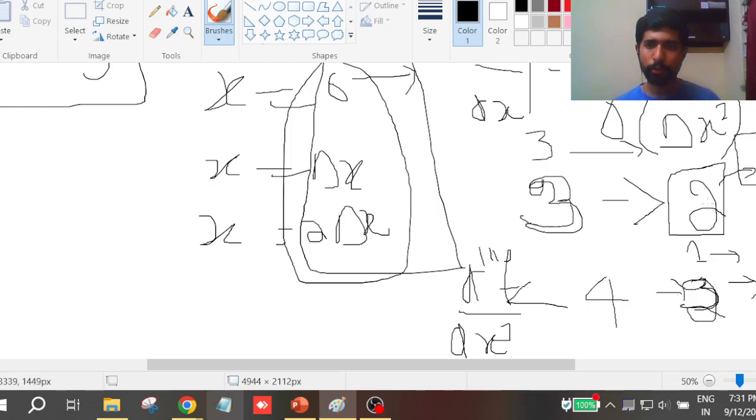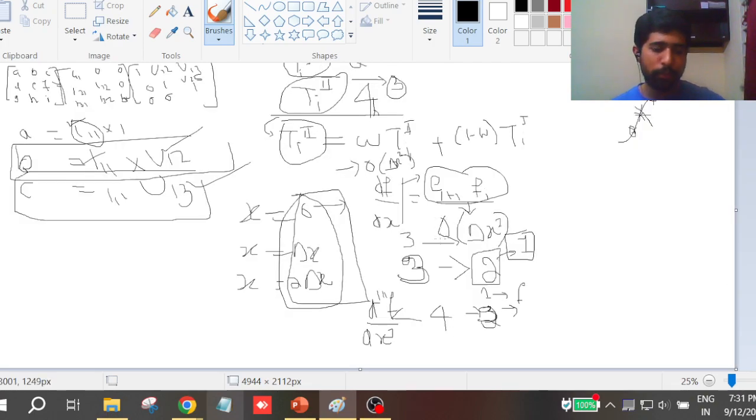You understood, na? So basically it goes on reducing, and you have to see with central difference first, and then with forward and backward difference, it will be one order less than that.